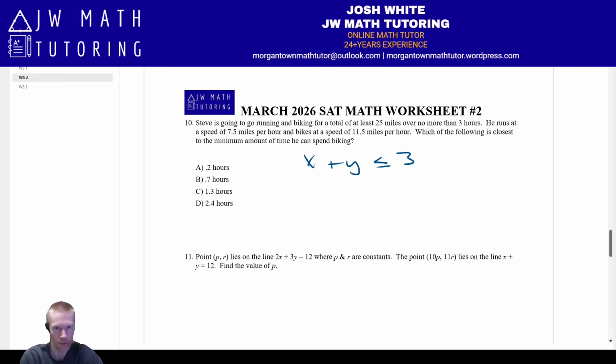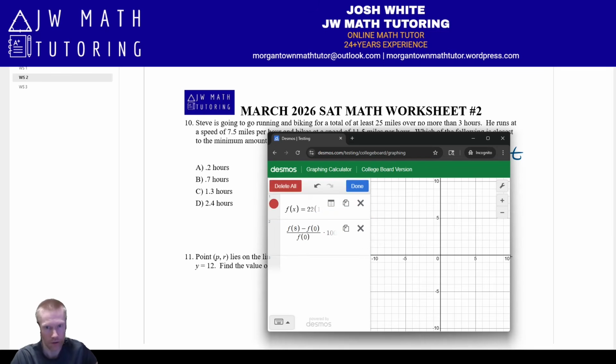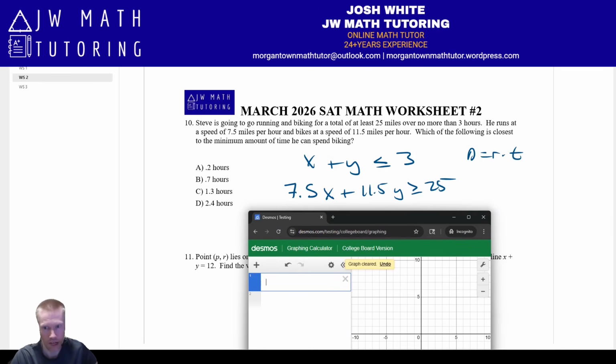Then the second thing is going to be the distance, when distance is basically rate times time, or speed times time. So his rate for running is 7.5. The amount of time is x. Biking, it's 11.5 times y. And let me just make sure I get my signs right. Okay, this is the one where it's greater than or equal to 25. Okay, 25 total miles. So now what I would do is I would go to Desmos and just graph these out.